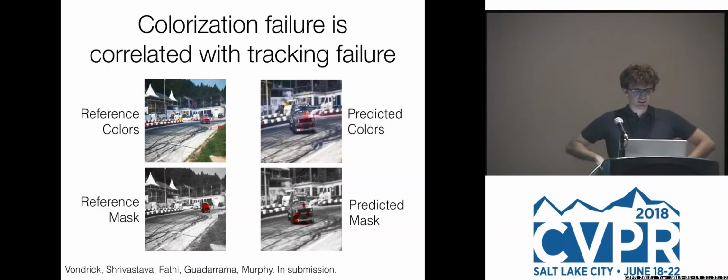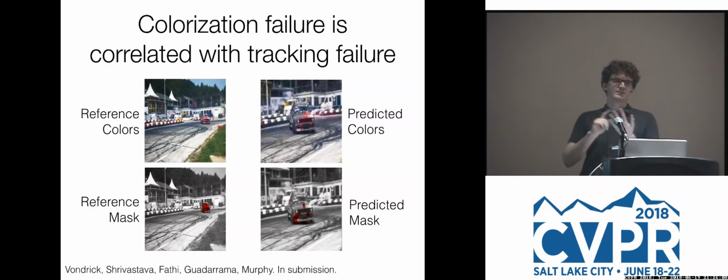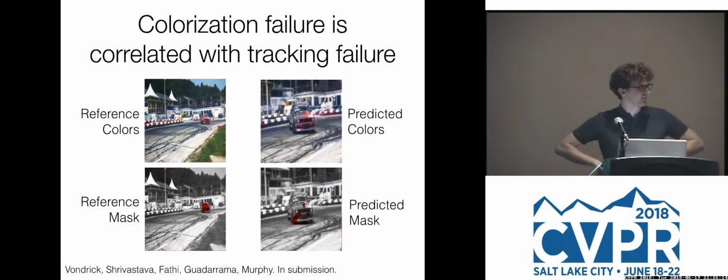I forgot to mention that we don't outperform the supervised approaches in tracking yet. I think that's okay because those methods are trained with massive amounts of labeled data, like ImageNet and COCO and some other data sets. The main point here is, can we learn to colorize? Can we learn to track without any labeled data?